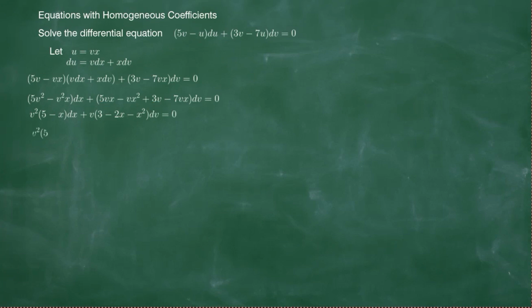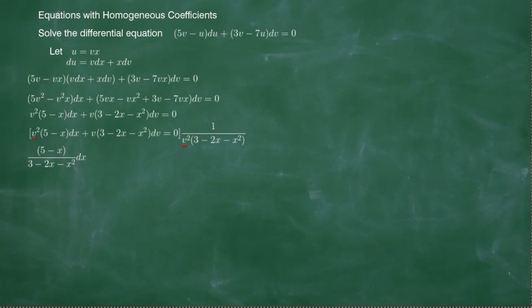So next we will separate the variables by multiplying the whole equation by 1 over v² times (3 - 2x - x²). Okay, so for the first term, this v² will cancel out, and we have (5 - x) over (3 - 2x - x²). And for the second term, this v will cancel out. We only have v here. And then this whole term will also cancel out, and we'll have dv over v equals 0.